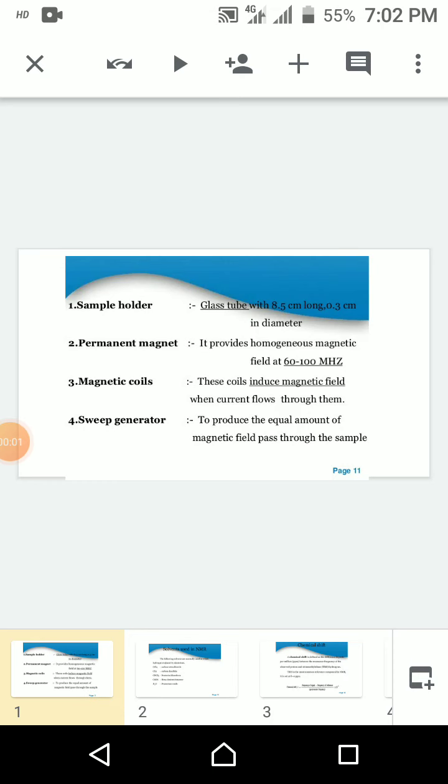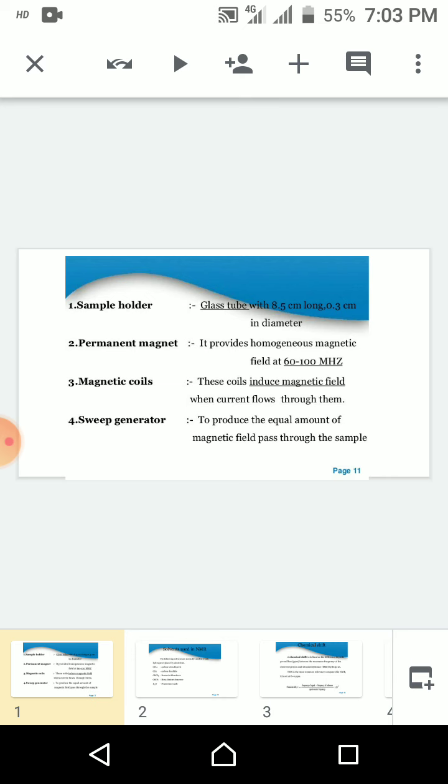Hello students. In the previous lecture we discussed the NMR structure, how NMR works, and the instrumentation of NMR. In this lecture we discuss the NMR instrumentation details. First of all, we discuss the sample holder.